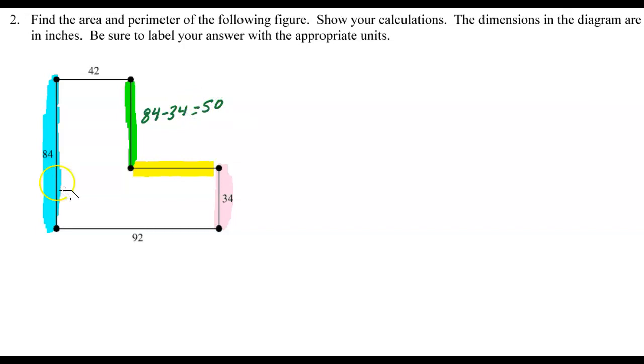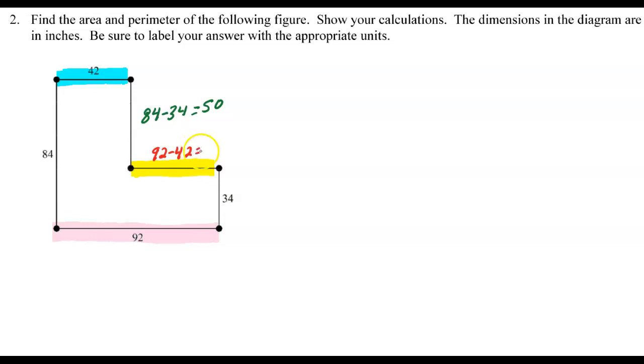Now for the yellow piece, I'm going to erase some of my highlighting. I know this pink piece is 92. I know this blue piece is 42. So to get the yellow here, I can take 92 minus 42 to get the yellow piece. And doing that, I also get 50. Now that's just a coincidence that both of these numbers are 50.